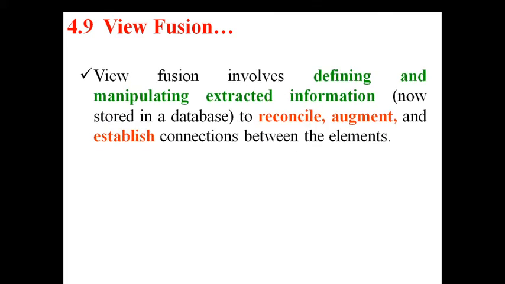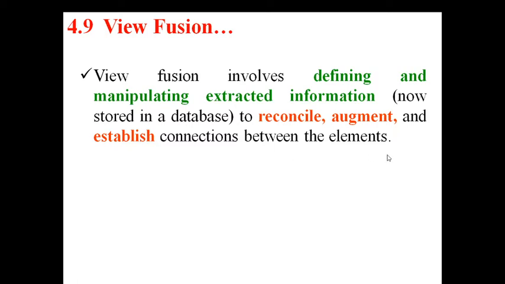Because after collecting at one place, there is an ambiguity, there is a problem. We may not be able to satisfy all the variables, right? So we have to think about it. View fusion involves defining and manipulating extracted information. What is it going to do? Defining and manipulating have to change to reconcile and augment. What is augment? Adding and establishing connections between the elements.